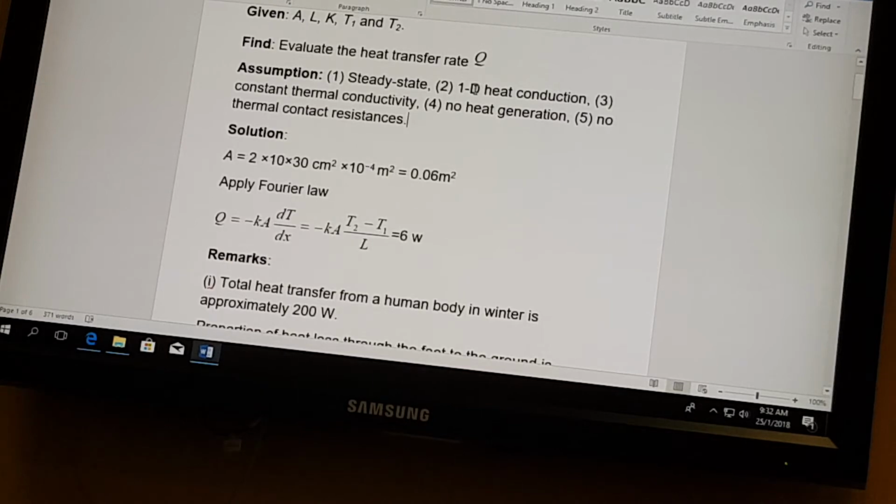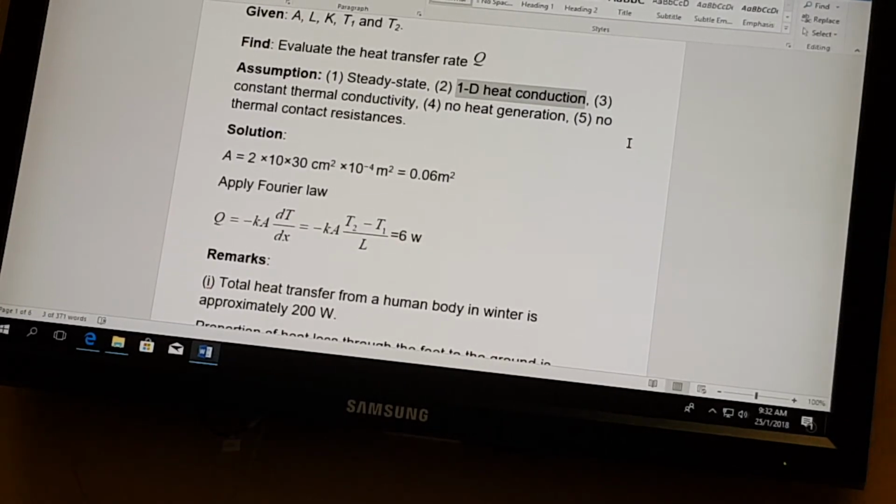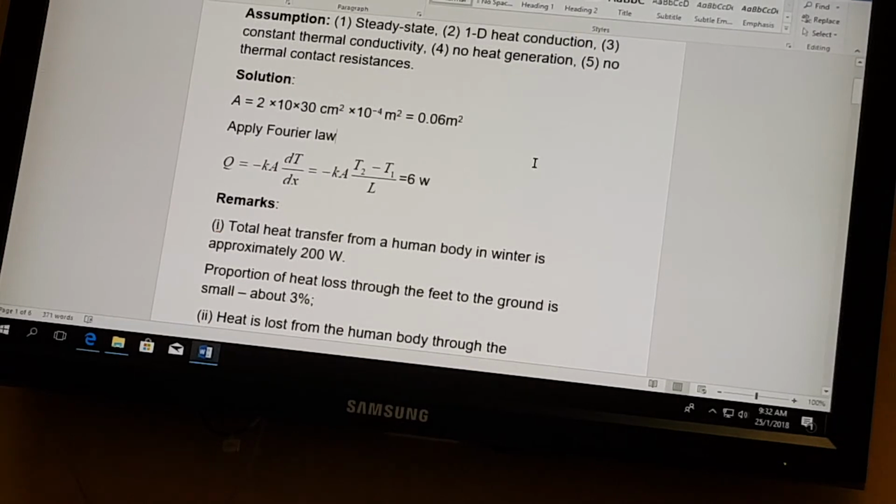One thing I want to highlight: whenever we talk about the one-dimensional assumption, we're talking about one-dimensional heat conduction, because convection and radiation actually point in other directions, so cannot be one-dimensional. So that's the only thing. The solution is quite simple. Just now the students showed the right answer. Just remember to convert the units to SI units, right? Apply Fourier law, directly answer.